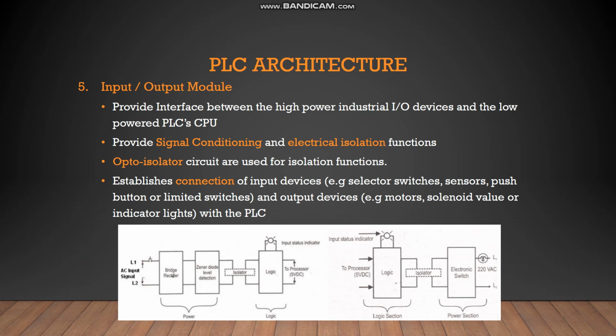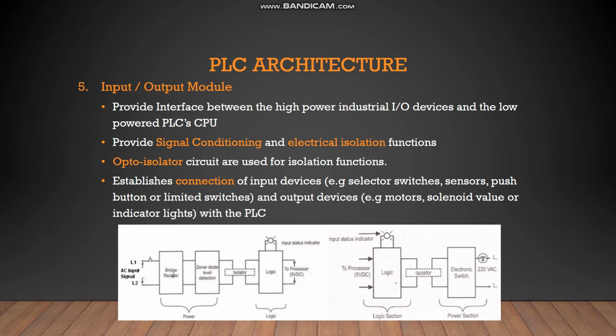And the fifth part of PLC architecture is the input-output module. These modules are used to provide an interface between the input-output devices and the CPU. The information coming from input devices is transferred to the processor through the input modules, whereas the processed outgoing information from the CPU is transferred to output devices through the output module. System conditioning and electrical isolation are the fundamental tasks of these modules.